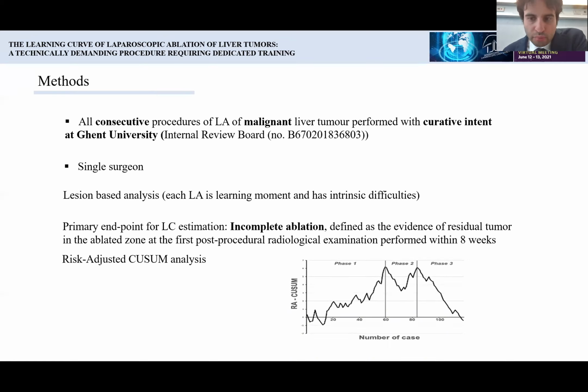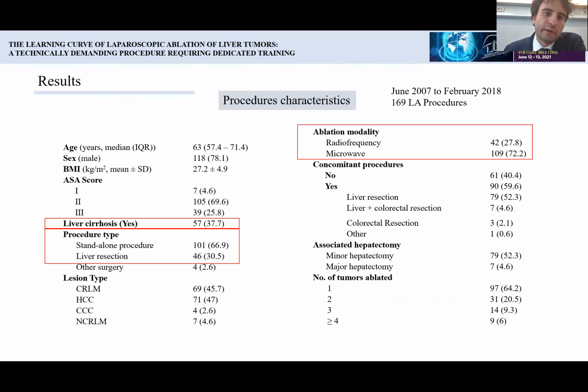The occurrence of incomplete ablation was used as the endpoint for learning curve estimation. Risk-adjusted QSUM analysis was used to characterize the learning curve. In this analysis, all procedures are plotted in chronological order from left to right. For each failure, the line moves up, while for each success, the line moves down. The amplitude of each line movement is inversely proportional to the risk of failure, which is estimated through a logistic regression model based on lesion characteristics associated with the probability of failure. Line breakpoints corresponding to a significant change in surgical performance were identified using broken line modeling.